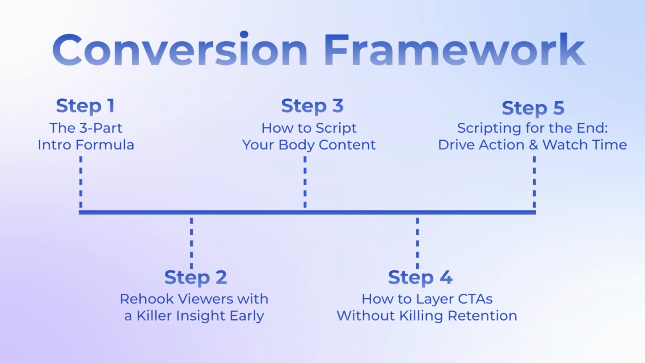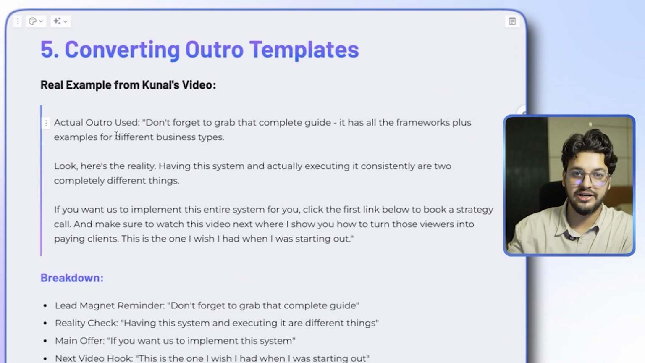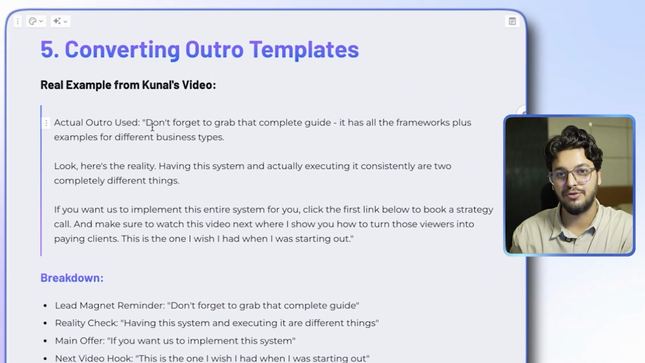Now step 5 is really important because this is where you either convert people or completely lose them. Most people still end their videos with "thanks for watching and don't forget to subscribe." That's really amateur. All you need is 4 simple things in your outro. Now let me show you how this works. Here's my outro from my last video. Now I'm going to read it out and then I'm going to point out what those 4 things are.